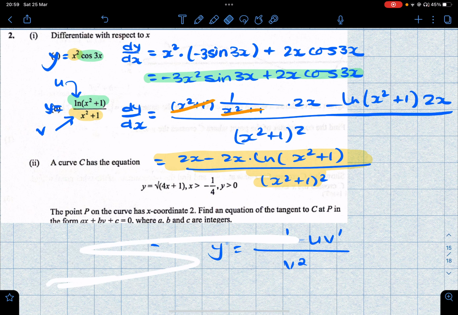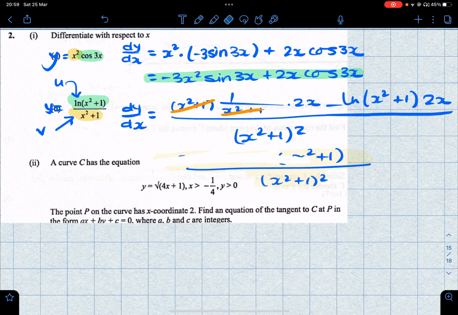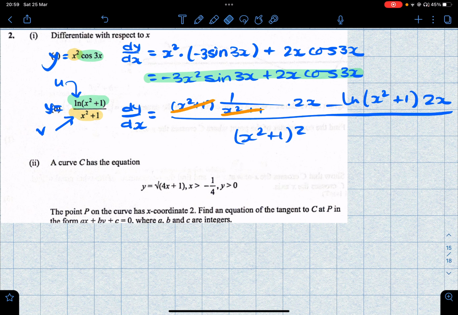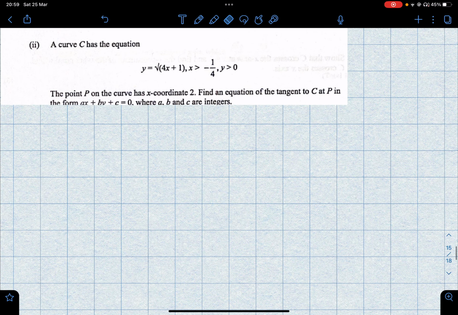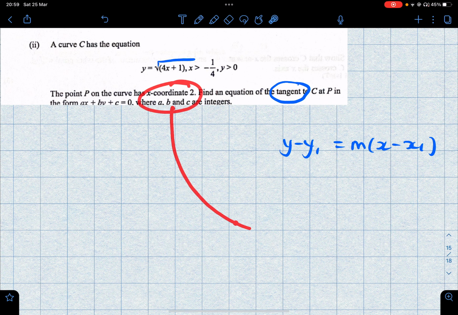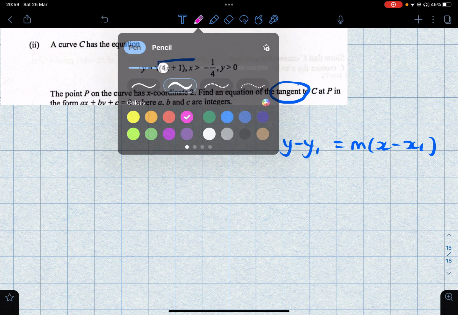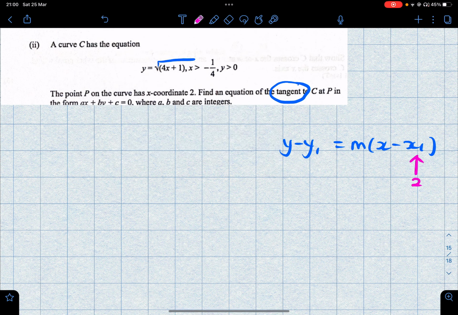Now, for part C, or for part 2, it's looking for something else. It's looking for the equation of the tangent to a curve. So remember, the equation for any straight line that you try to find is y minus y1 is m(x minus x1). So we know the x coordinate is 2, so that's helpful. We don't know the y coordinate, so let's find the y coordinate, and then we'll need to find m.